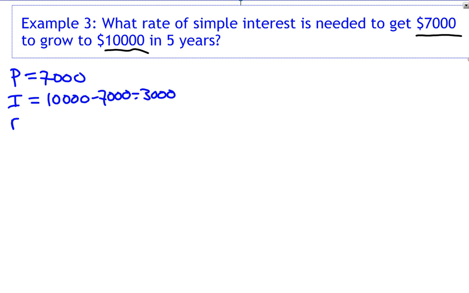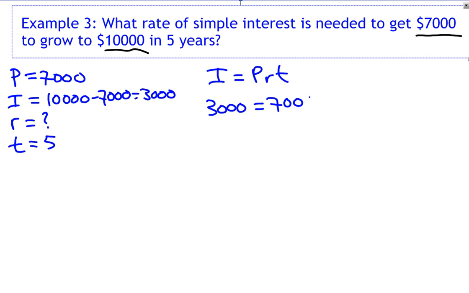We don't know the rate, but we do know the time, and the time is 5 years. So again, using that equation for interest, I equals PRT. The interest is $3,000. The principal is $7,000. We don't know the rate, but we know that the time is 5 years. So again, we're just going to solve this equation. We can go ahead and do 7,000 times 5. It's multiplication all on the right side. It doesn't matter what order we do that multiplication in. So 7,000 times 5 here is going to give us 35,000.